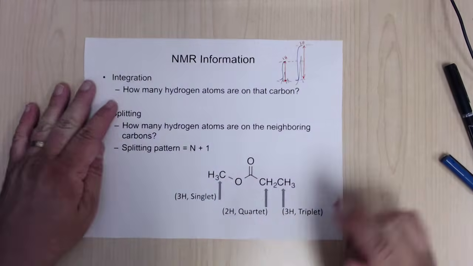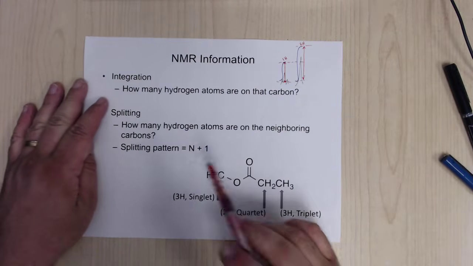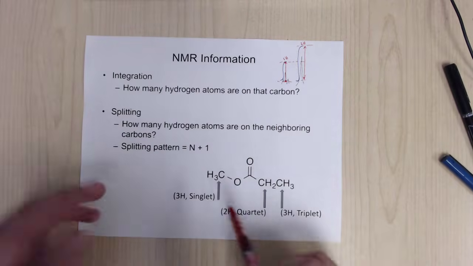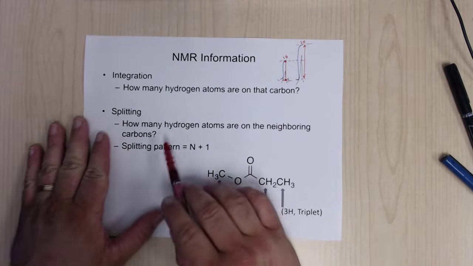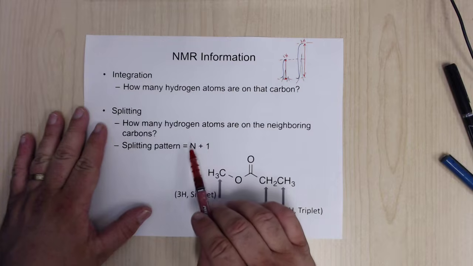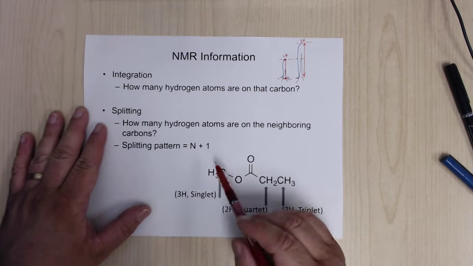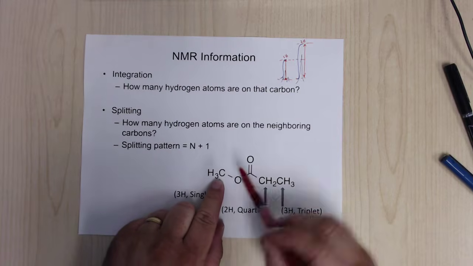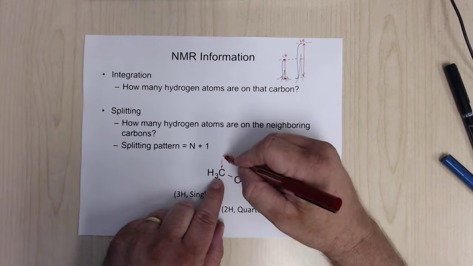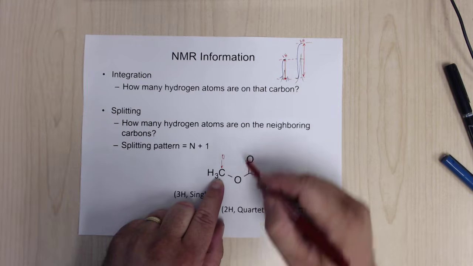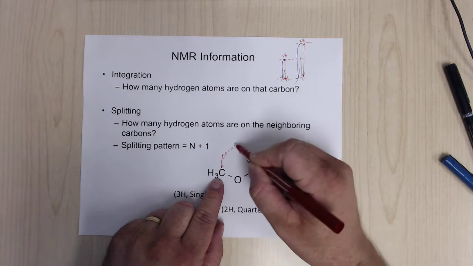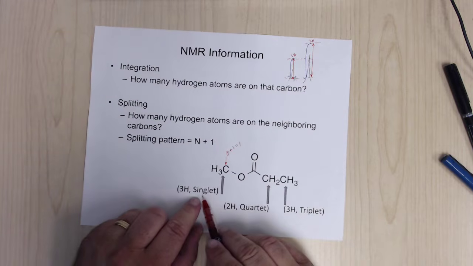Not so bad, right? Now for the splitting pattern, that tells you how many neighbors there are, and you can always remember how you figure out what the splitting pattern is. It's always n plus 1, so you're always talking about neighbors plus 1, right? So for this one here, it doesn't have any neighbors on it, so it's 0 plus 1, so it'd be 1, so that makes it a singlet.